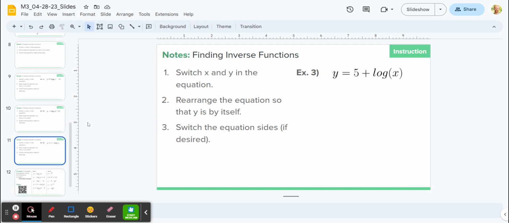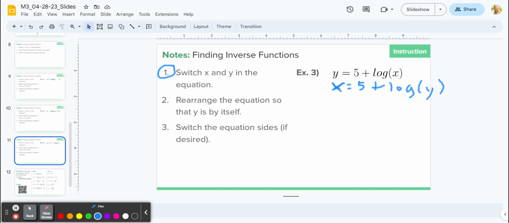All right, one more example that we're going to go through as a class, example 3. You'll notice that if we look at this example here, we now have something happening outside of the logarithm. So before we can do anything here, we actually need to move that 5 all by itself. Although I am jumping ahead of myself a little bit, I guess first thing we've got to do is switch x and y in the equation. Let's do that first. x equals 5 plus log of y.